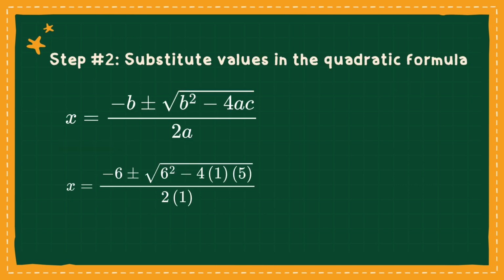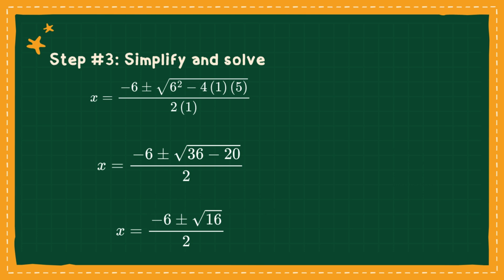Step number 2, substitute the values into the quadratic formula. Now, as I said before, I love to call it plug and play. So all you're going to have to do is take your values that you got in step number 1 and replace them with the corresponding letters you see in the formula. So as you can see, for B, I replaced it with 6. For A, I replaced it with 1. And for C, I replaced it with 5. Now we're all clear. Step number 3, simplify and solve.